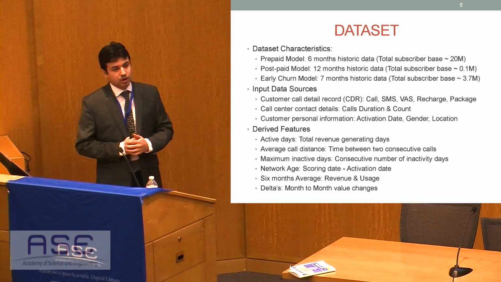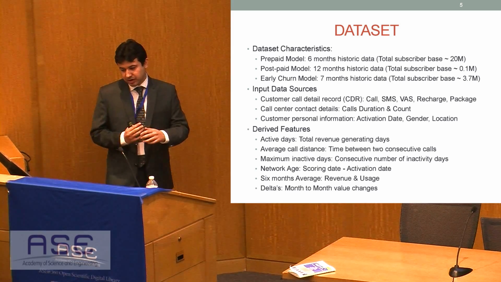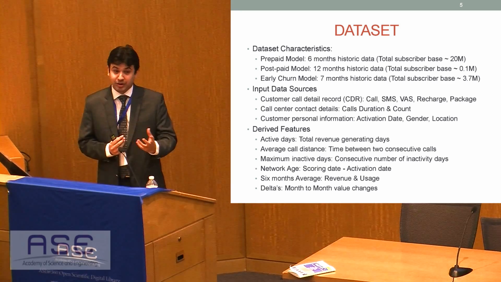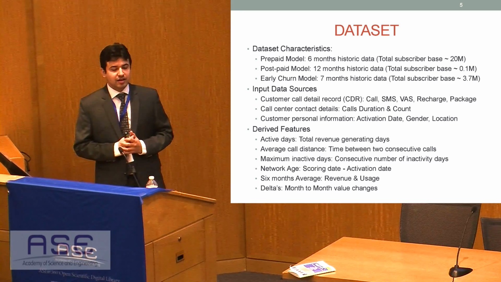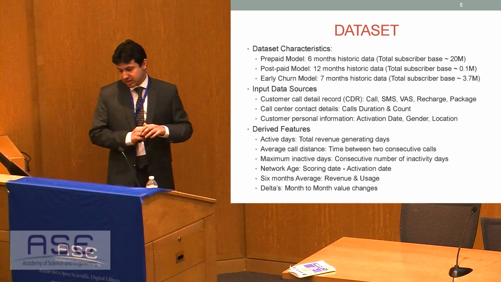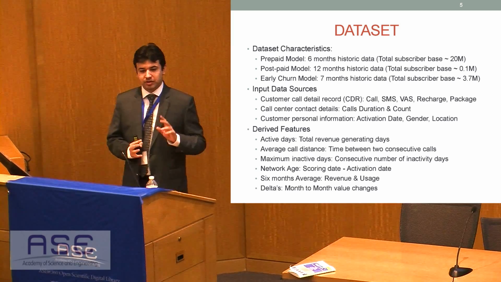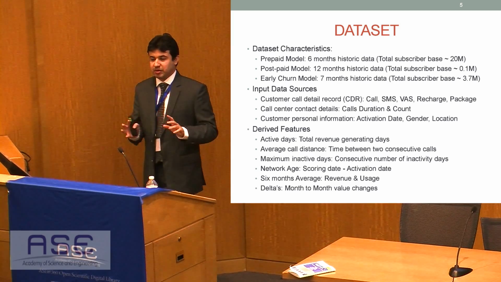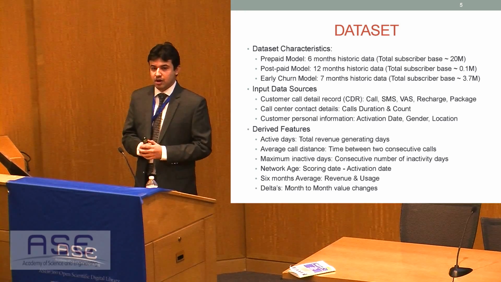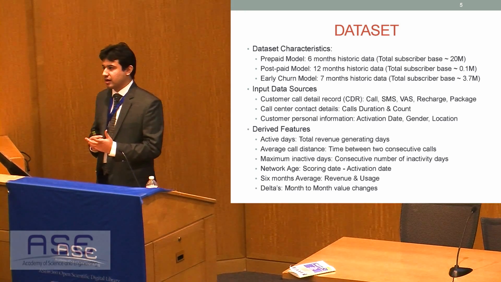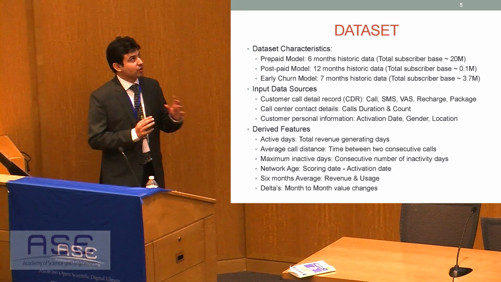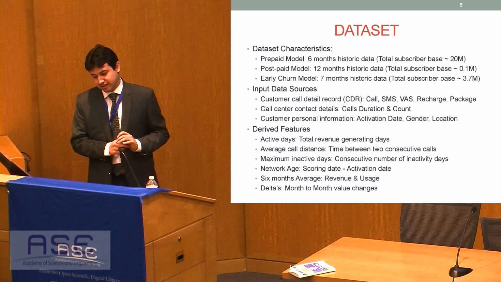And then the early churn model, which I discussed. For the different models, we tried to get the maximum data which we could get. For early churn, we had 7 months and it was 3.7 million new subscribers. Prepaid was the major base, 20 million, 6 months, that was already enough. For postpaid, it was 0.1 million and we really wanted more data. So we tried to get a maximum of 12 months of data.